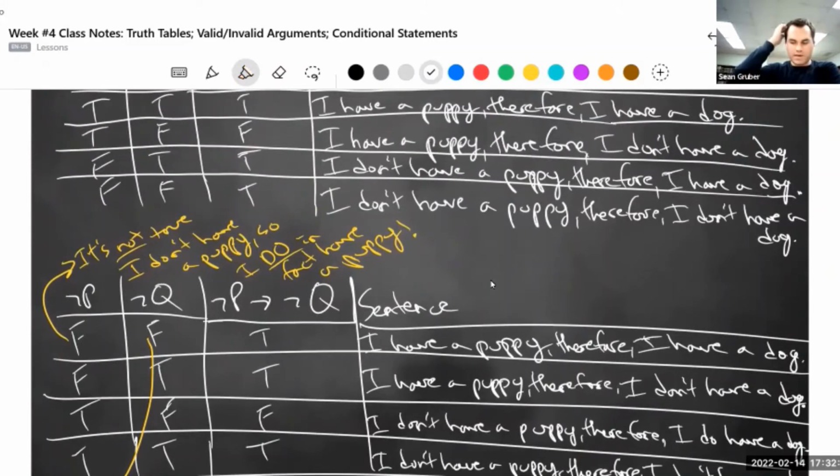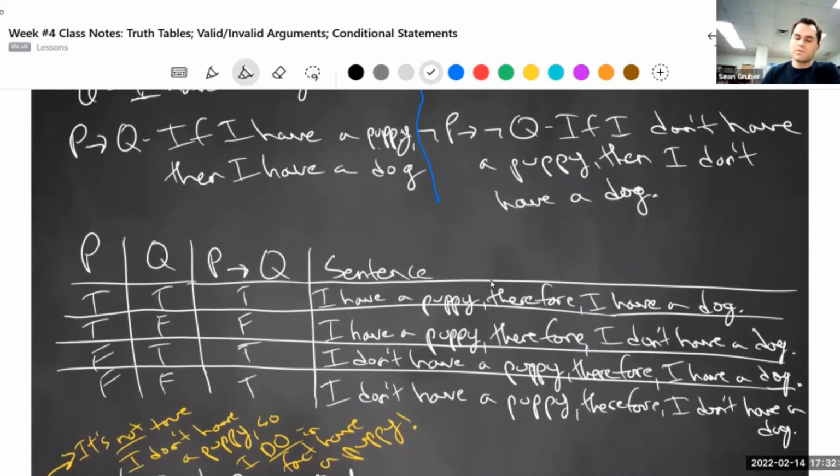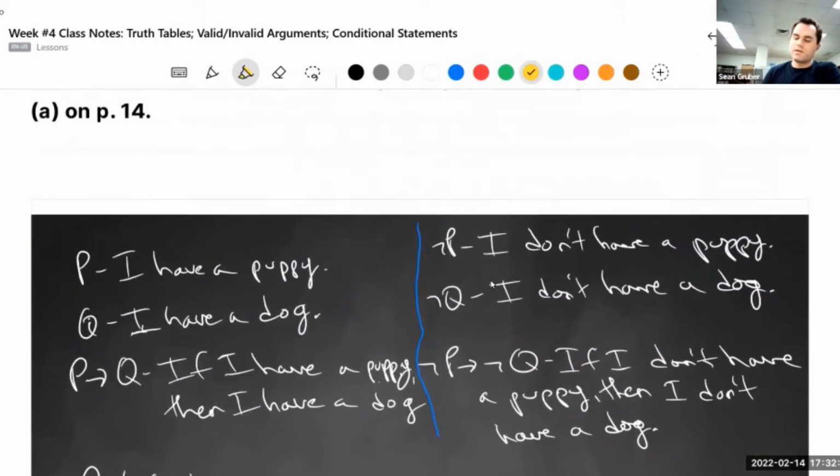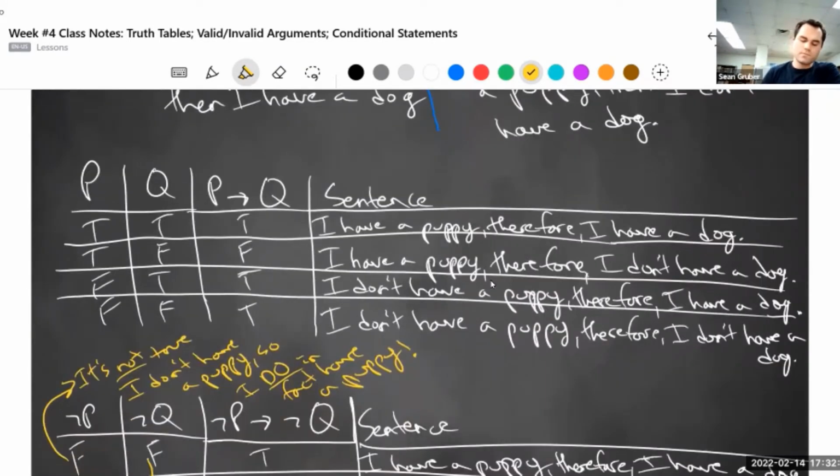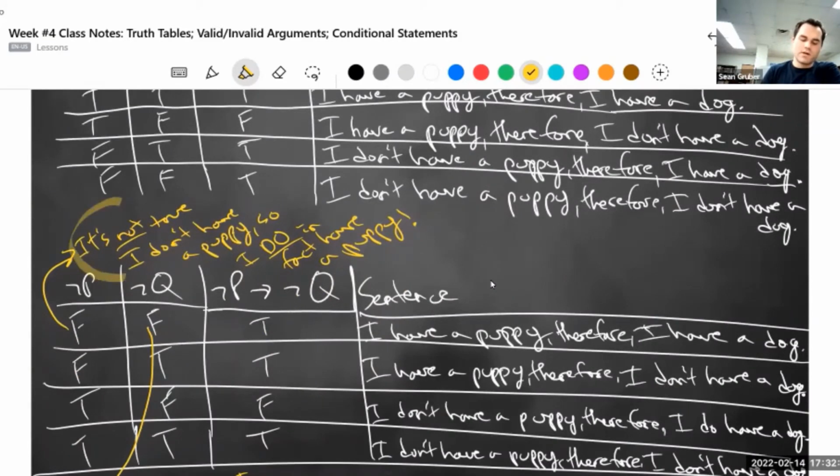Now, just for the sake of helping us think through this, I added a few more annotations to this because this also came up in class. What does it mean for not P to be false, right? Well, let's look at what not P was. Not P was, I don't have a puppy. So what does it mean for this sentence here to be false? It's false that I don't have a puppy. Well, that means I do have a puppy, right? So that's what I wrote here. It's not true I don't have a puppy. So indeed, I do in fact have a puppy.